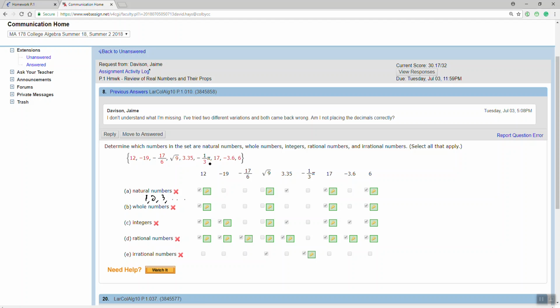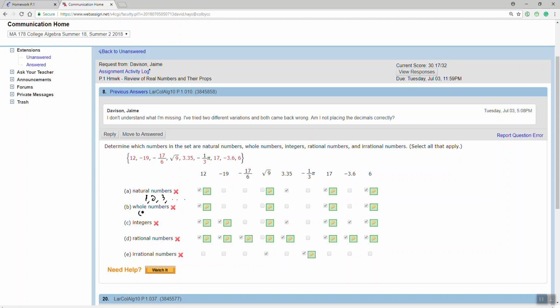Can't have decimals, so that's not one. Can't have fractions. 17 would be a 1, so that's why that one's marked. Can't have decimals or negatives. And 6 is a natural number, so that's why that one's marked.